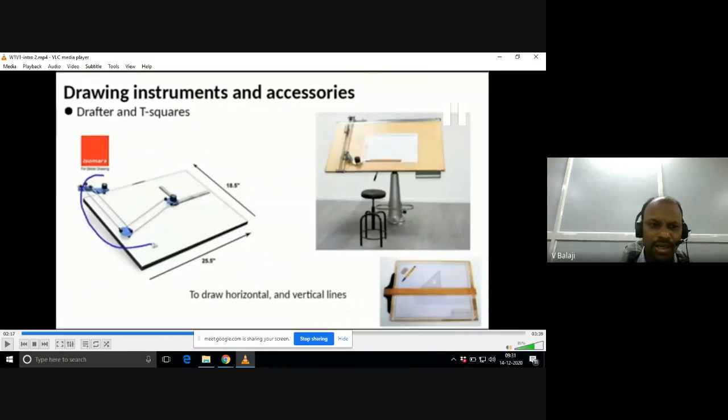Now I would like to show you some other instruments apart from the drawing sheet. Till now we have learned the drawing sheet and its sizes, the drawing board and its sizes. Now we are coming to the interesting instrument, that is the mini drafter, or drafter simply. You can see here the drafter, something like an L-shape, having an L-type scale fixed onto the frame.